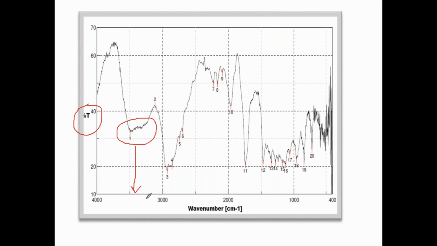Means somewhere it comes in this range. So it helps us to confirm, okay, OH group is present. Same with CH2, CH3 and all. For every functional group, there will be a specific wavelength. It will appear in the spectra.